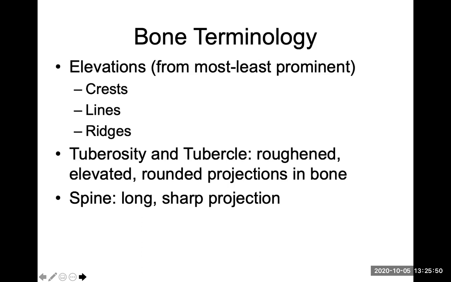So when we're talking about some sort of elevation on the surface of the bone, from the most to the least prominent, so it could be very pronounced or just a little elevation, we use terminology such as crest, lines, or ridges. We also can use the word tuberosity or tubercle, which are rough and elevated or round projections on the bone. They are usually points of attachment for muscles, and they're really important identifiable marks on your bone. You can also use the word spine, which refers to typically long, sharp projections on your bone. And we'll see that a few times as we go through the skeletal system.